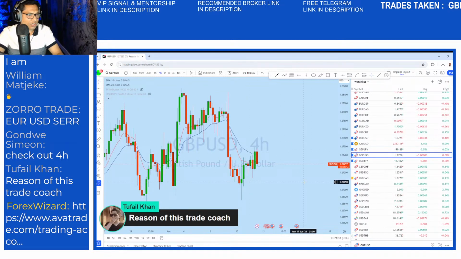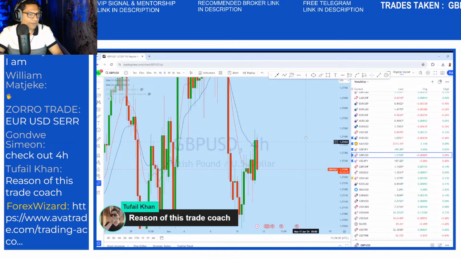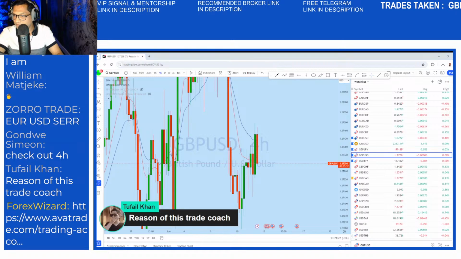We see the GBP USD also showing a significant bearish pattern here. Quite a few instruments are showing very good movement. GBP JPY and GBP USD are highly bearish at the moment, so we'll be looking at that.